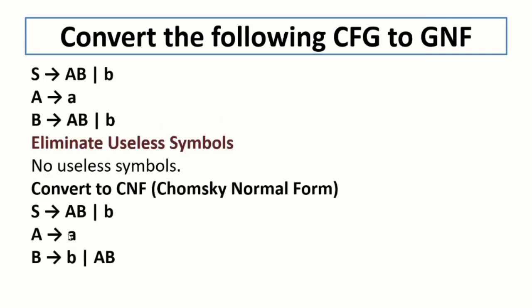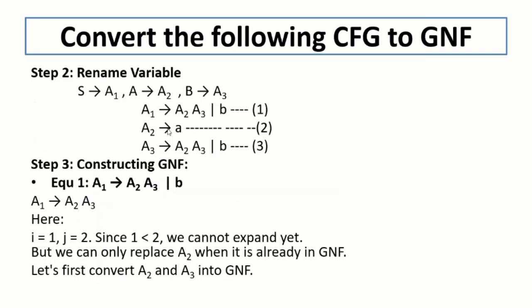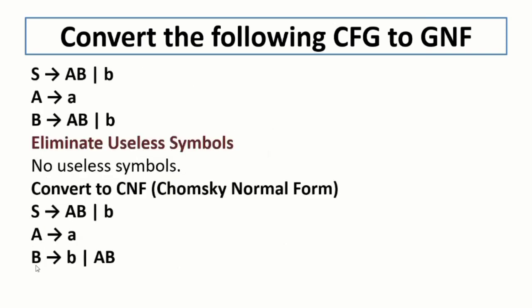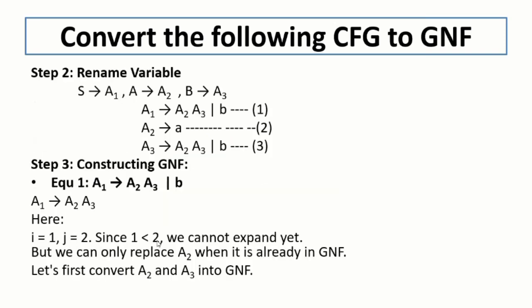Next, A tends to the terminal symbol a. By replacing A, write A2 tends to terminal symbol a. Finally, B tends to the terminal symbol b or the non-terminal symbols AB. Instead of B, write A3 tends to. By replacing AB, write A2 A3, and the remaining production is the terminal symbol b. Here the terminal symbol b is already in Greibach normal form. Here the A1 production is considered equation 1, the A2 production equation 2, and A3 equation 3.